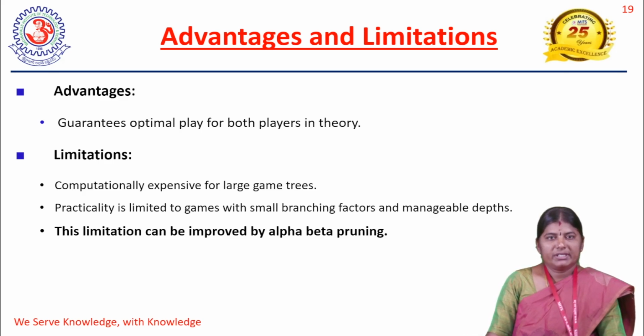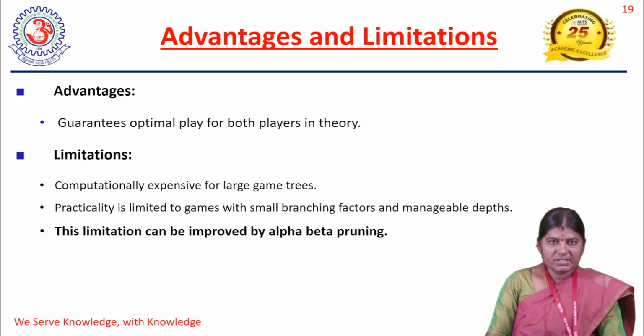In the case of tic-tac-toe, we have very limited states. In a 3 by 3 matrix, there are possibly 9 empty squares, which means there are 9 factorial nodes. The branching factor is also small since there are 9 possible moves, and the depth of the tree is also limited. But practically it is limited to small branching factor and manageable depth.